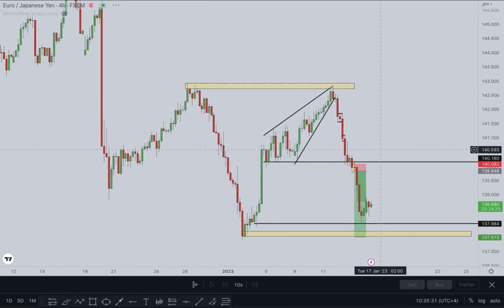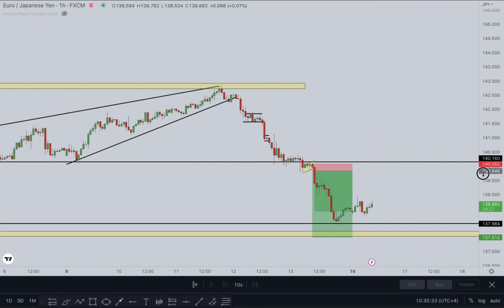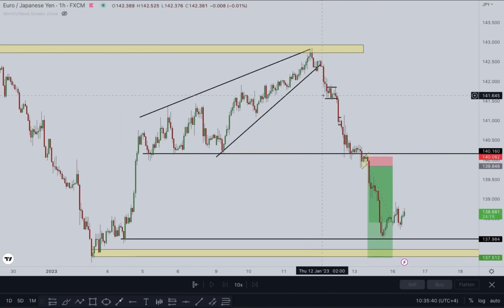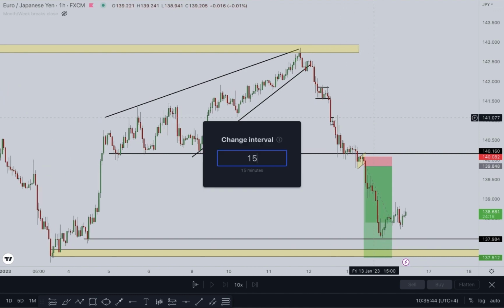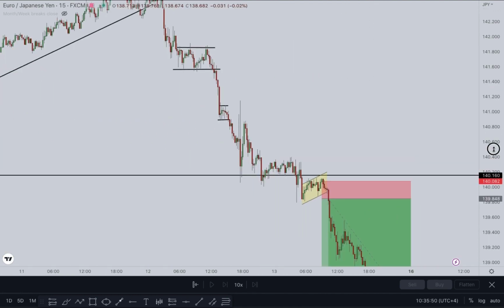So I'll go down on the 1H for you to see how it played out. We had price breaking to the downside, then this is where we spotted an entry. So this was our first entry. We took this on the 15 minutes time frame. This was a textbook trade, right?